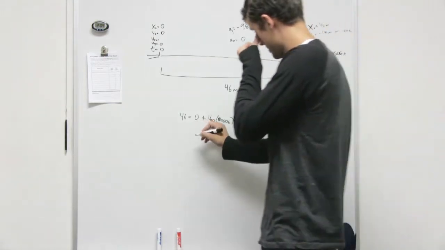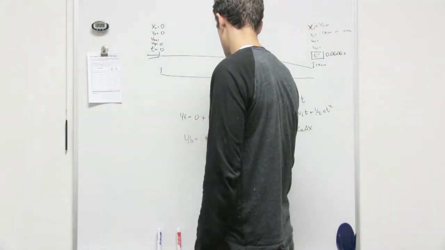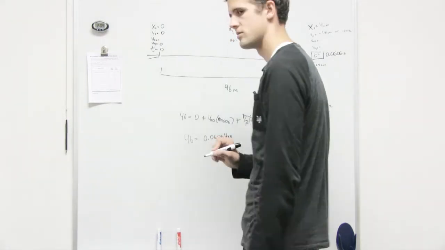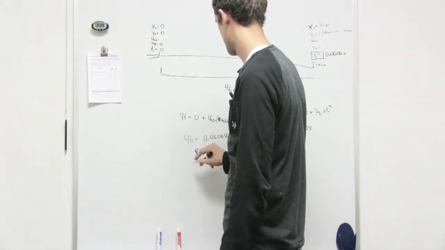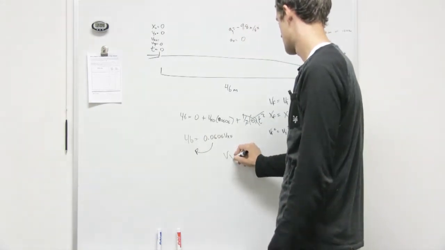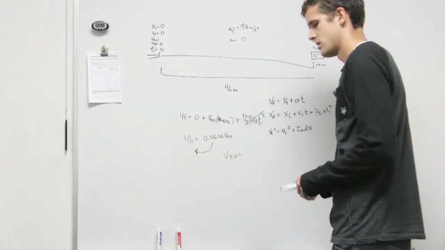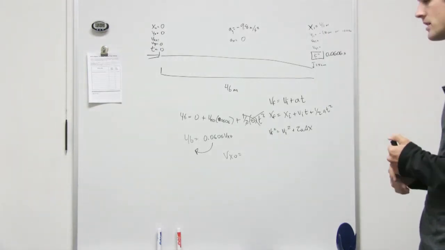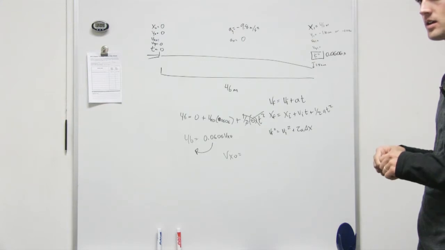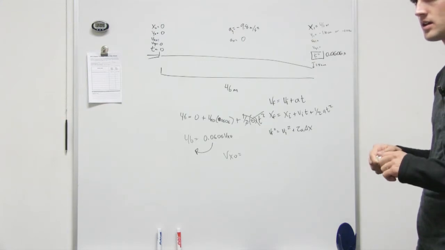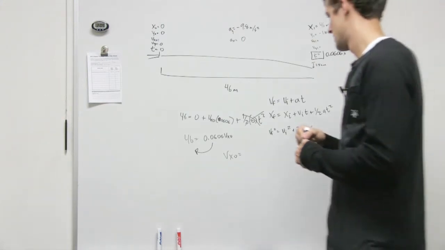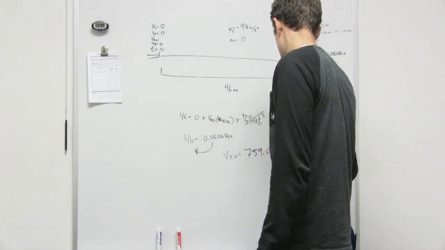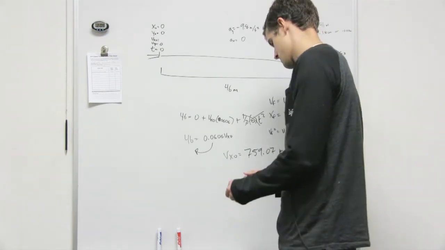So 46 equals 0.0606 times the velocity in x initial. Take this and divide it over to the other side. So 46 divided by 0.0606 is 759.07. That's meters per second.